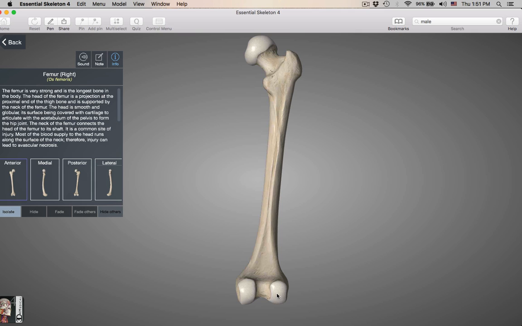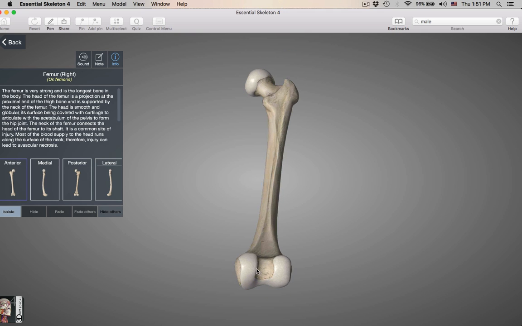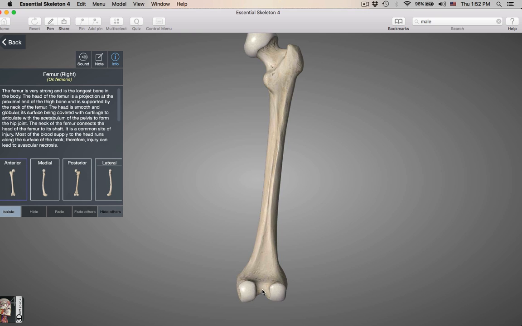Intercondylar, in between the condyles, intercondylar fossa. Fossa is right here. It's in between the condyles. Some books may call it an intercondylar notch, but it's in between the condyles.